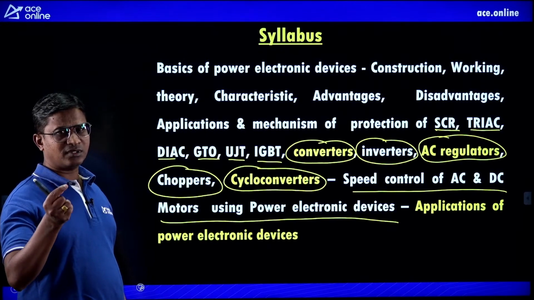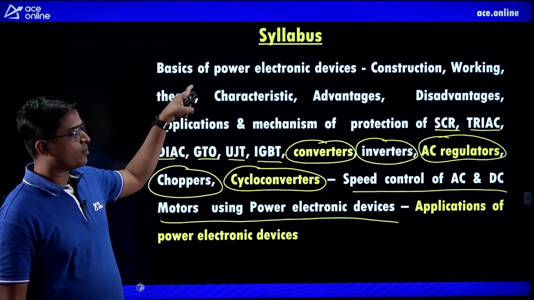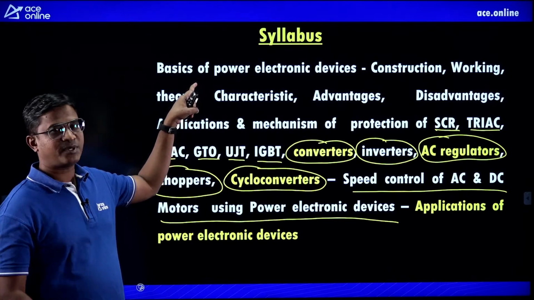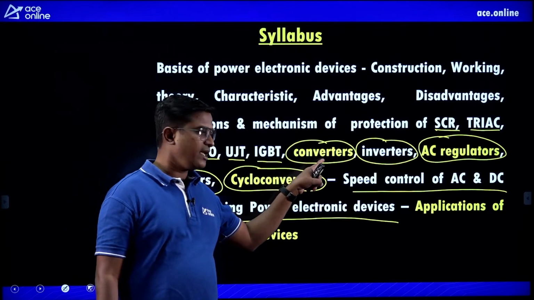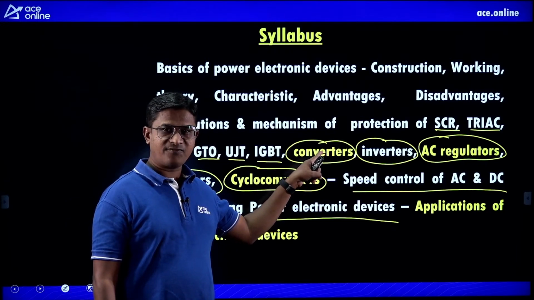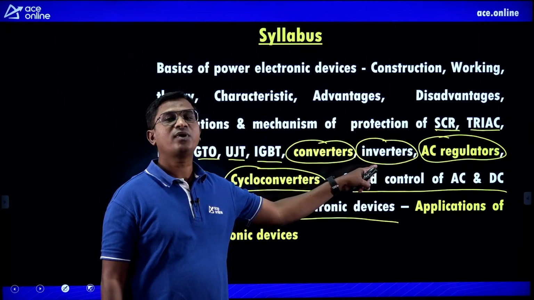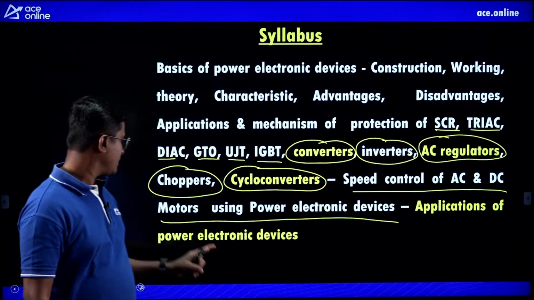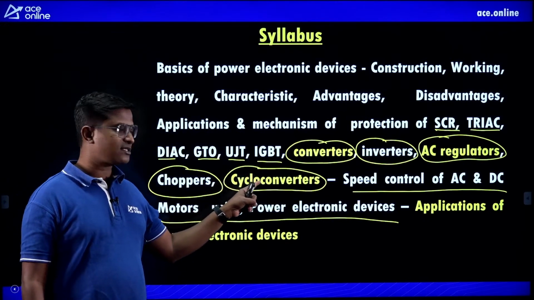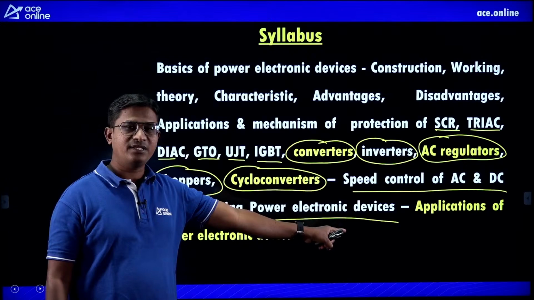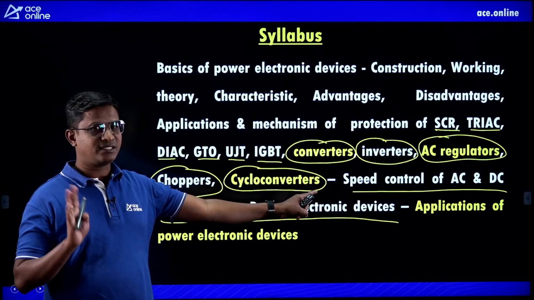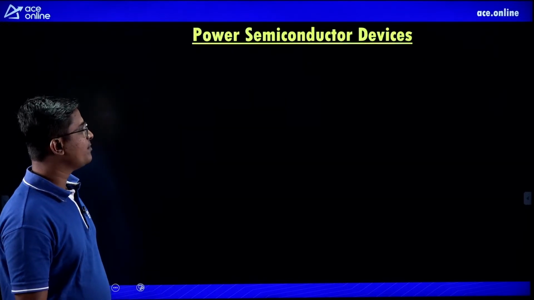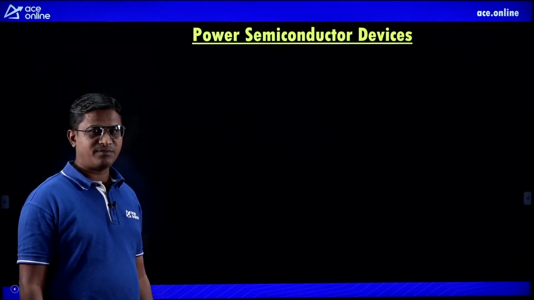So in the syllabus you have the basics of power electronic devices, or you can say power semiconductor devices, as the first chapter. Second is AC to DC converter, that is the rectifier. Third is DC to AC converter, that is the inverter. Fourth is AC voltage regulator, fifth is chopper, sixth is cycloconverter, and the last chapter is DC and AC motor drives. So let us start with the first chapter, power semiconductor devices.